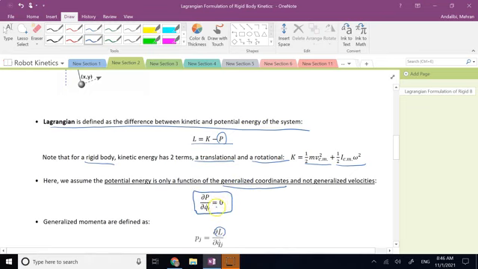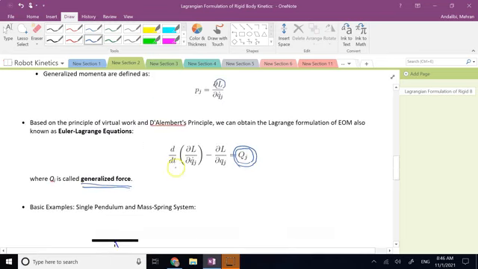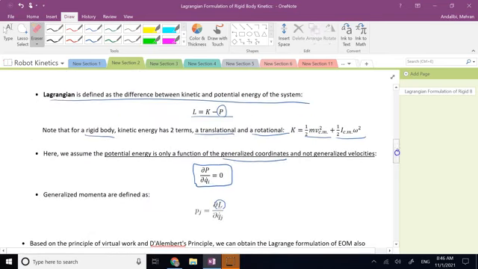Whenever this assumption is violated for any reason, the Lagrange-Euler equation, which is what we use to derive equations of motion, will not be valid. Okay, so we have to keep in mind the assumption that we have.